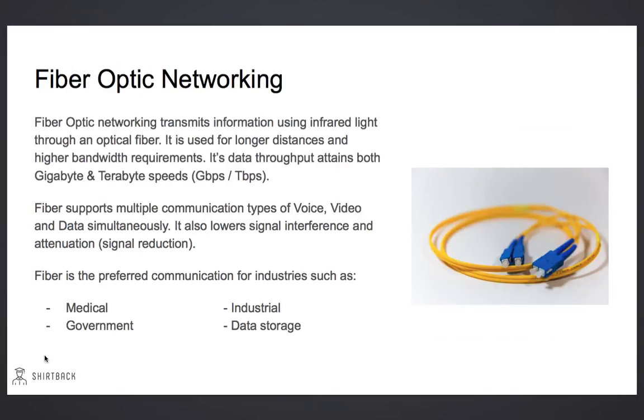Our next networking type is fiber optic. Fiber optic networking transmits data information using infrared light through an optical fiber cable. Fiber optic is used for longer distances and higher bandwidth requirements. Fiber optic data throughput can achieve both gigabyte and terabyte speeds per second.